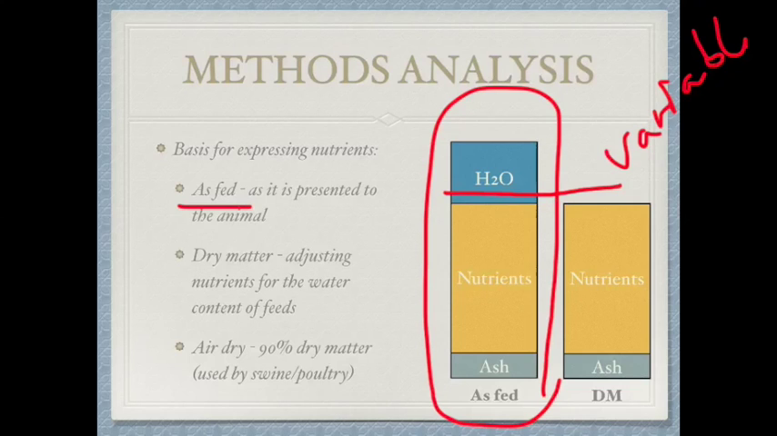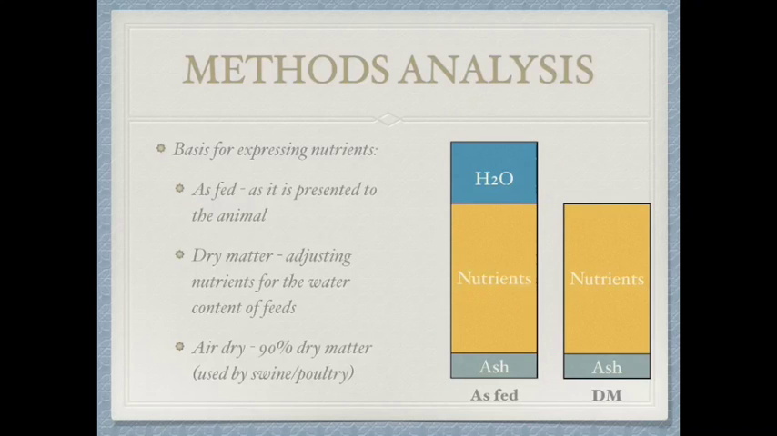So when we talk about how a feed is presented to an animal with the water included, that's what we call the as-fed basis. Now, as nutritionists, especially ruminant nutritionists or equine nutritionists that feed wet feeds that have variable water content, we like to balance rations on what we call a dry matter basis. And that is the basis in which we remove the water and just look at the nutrients. And so we're concentrating the nutrients, but that water, while important to the animal, is acting as a diluent to the other nutrients that we're trying to get into the animal's body. So we express nutrient requirements based upon a dry matter basis.